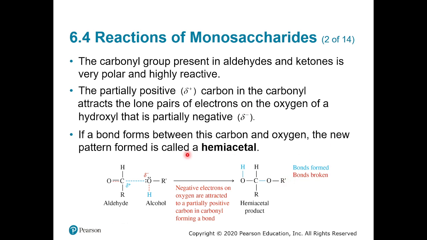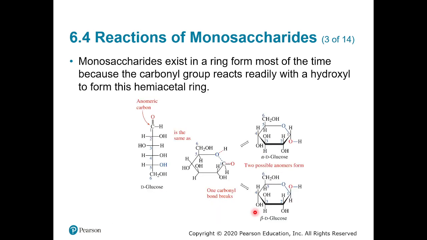Okay, and so keep in mind this is the bonds formed. This was the bonds broken right here. Okay. And so we've wrapped back around. We have the oxygen that's in the ring now, and it's going to look like this right here. So this right here is D-glucose. It's going to undergo that reaction, which is going to form our hemiacetal right here.